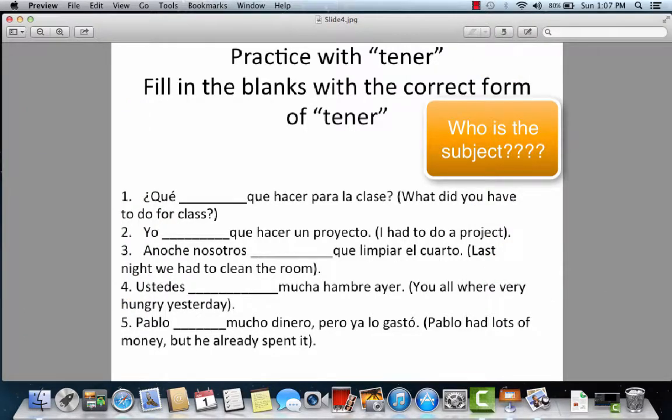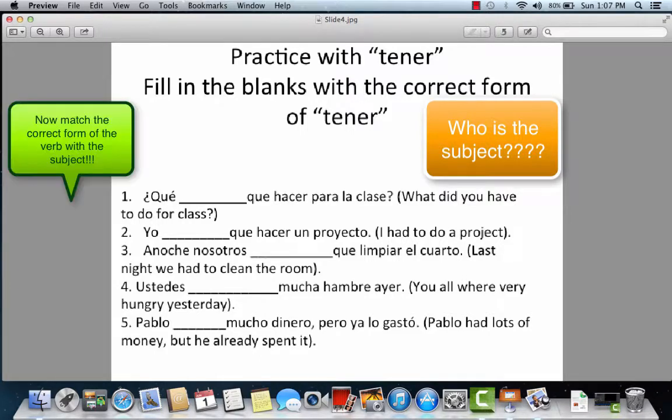Now again, just figure out who the subject is. Then match it with the correct form of the verb. In the first example again, what did you have to do for class? You is the subject, so figure out what is the you form of the verb tener. Do the same for the rest.